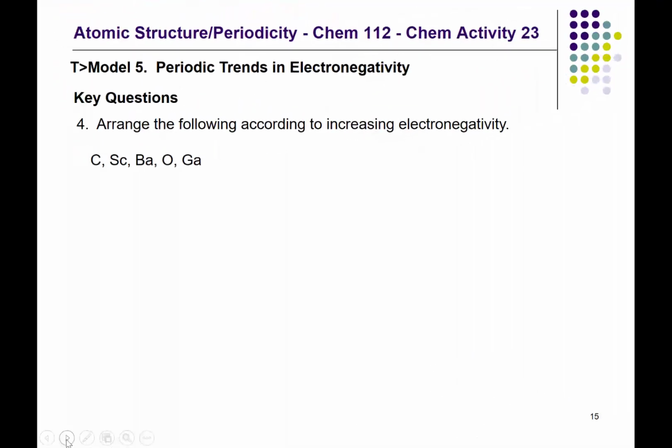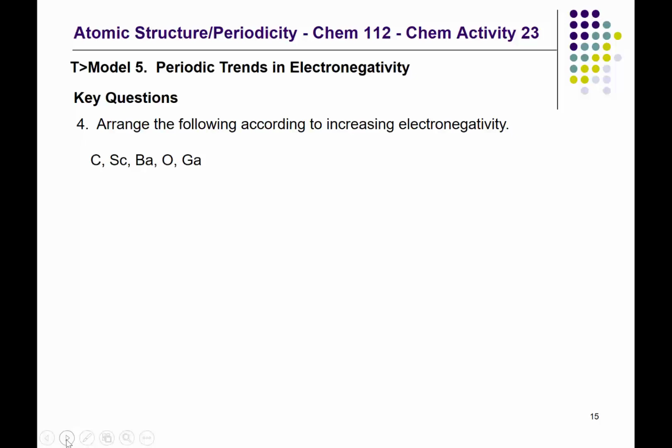So in the next key question, you'll see that you're asked to arrange the following according to increasing electronegativity. This is very similar to the question that we saw concerning atomic radius. In fact, it's the same element. So of course, to do this exercise, you'll need to refer to the periodic table. I ask you to stop and make the prediction yourself.